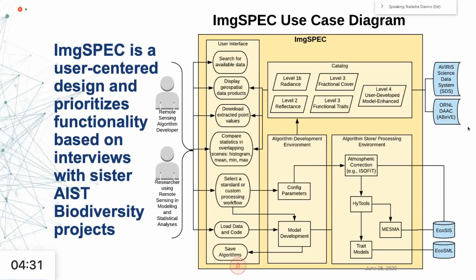A standard workflow would have config parameters and run through a normal product pipeline, just like we would normally have. But a custom workflow would allow you to customize individual steps from that process by pulling from something called the algorithm store. People would be able to load their own data to refine their algorithms and also save them. Next slide.